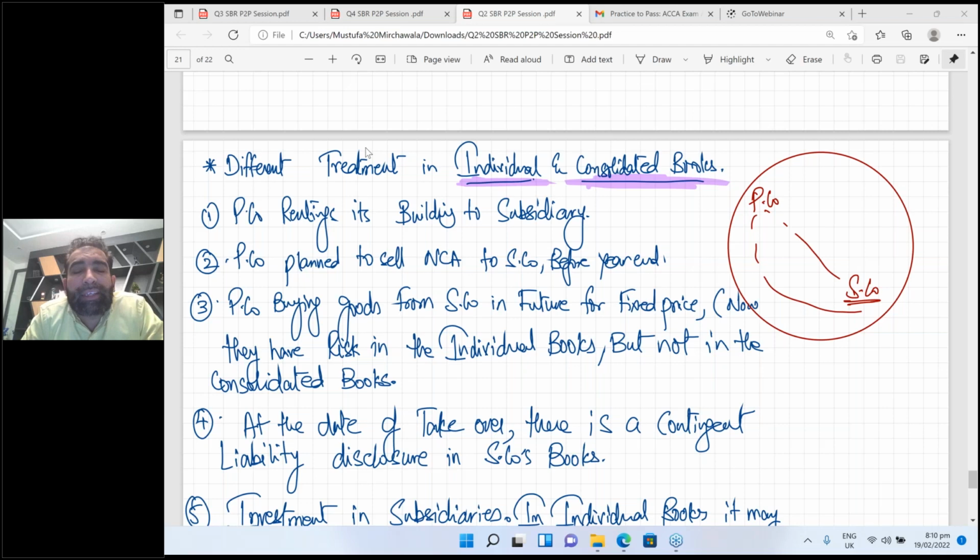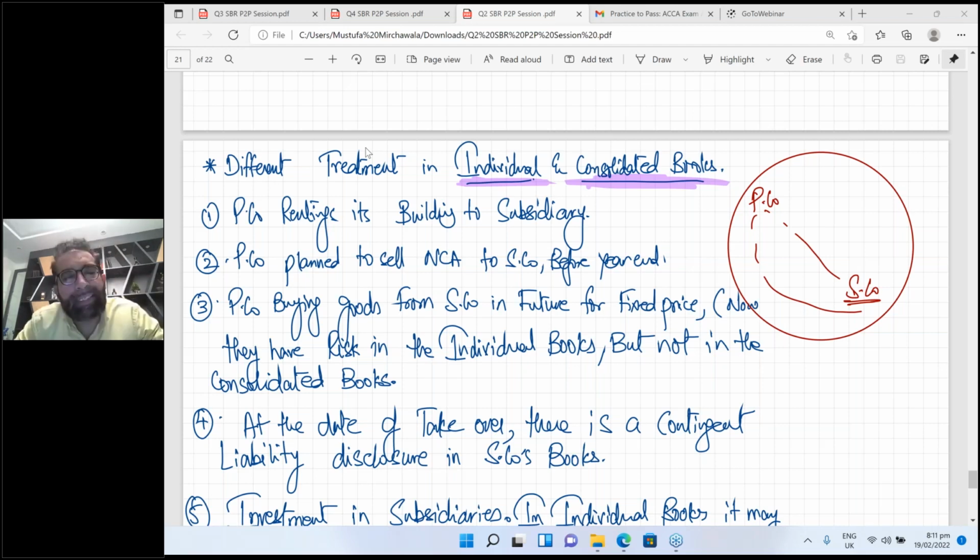Same is the case here. Family books means consolidated books. Listen, P company is buying goods from S company in future for a fixed price. Now they have risk in their individual books but not in the consolidated books.